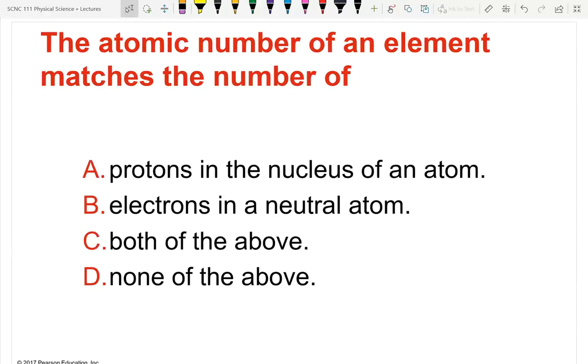Okay, our first of the clicker questions for the day. The atomic number of an element matches the number of what? Did I say the atomic number? Not today, I don't think. I think I did Friday. So let's see what we know. And I am guessing that most of you will be wrong because we didn't talk about this since Friday.